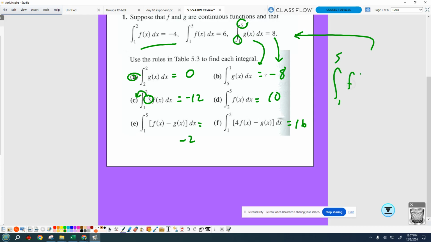The integral from 1 to 5, minus the integral from 2 to 1, so flipping the bounds changes the sign. So 1 to 5 was 6, minus 2 to 1 is the opposite sign of this, so positive 4, sorry. Subtracting, actually adding that. Doing it all wrong, sorry.